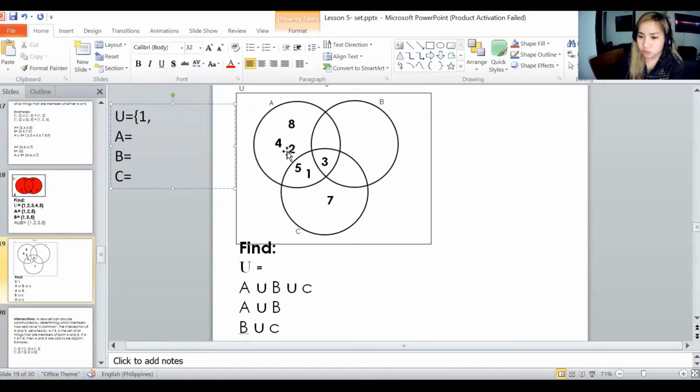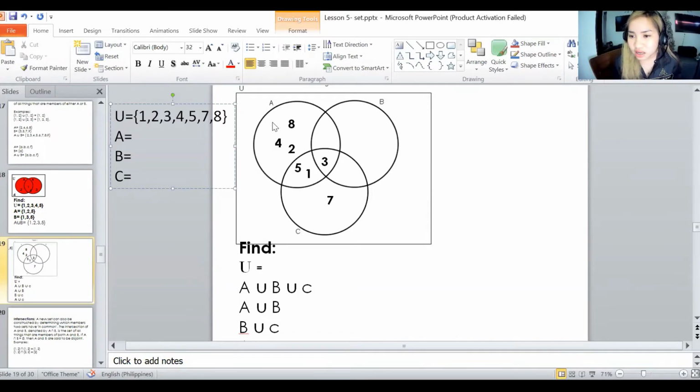May 2 po ba? So, merong 2. May 3. Merong pong 4. May 5 po ba? Ayan, may 5. May 6 ba? Walang 6 kaya hindi natin lalagay. May 7. Ayan, may 7 tayo at meron tayong 8. So, ang elements sa loob ng universal is 1, 2, 3, 4, 5, 7, 8. So, next natin is set A.